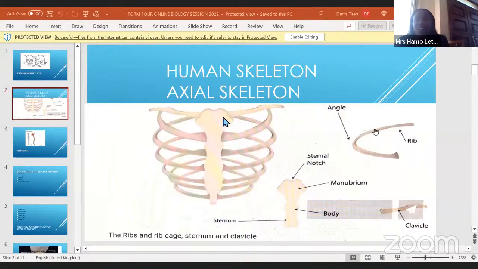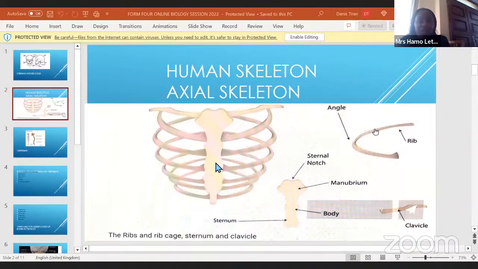Then we have the ribs. The first rib articulates with the scapula at the back. The rest of the ribs articulate from the back of the body on the vertebral column, through the cervical vertebra, that is cervical number 7, and then the thoracic vertebra, which is on the thorax from the back. Then there are those which do not articulate at all with the sternum. So we shall categorize the ribs into 3: the true ribs, the false ribs, and the floating ribs.